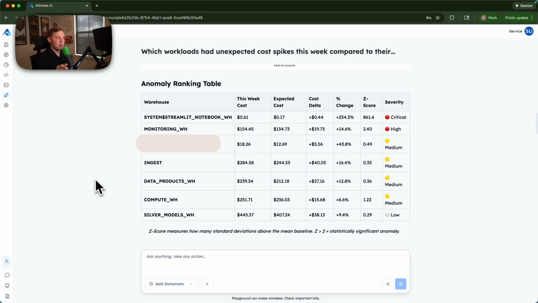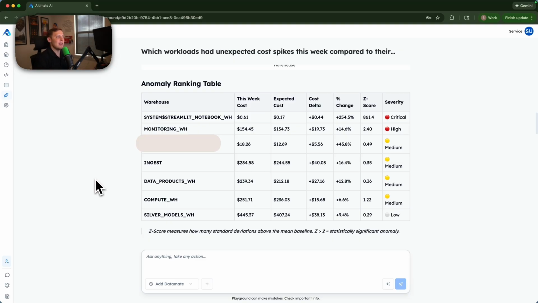And so that Streamlit notebook, you can see that it went from 17 cents to 61 cents. So that's a 254% change. It's massive, but with that actual dollar amount, not that big of a deal, right? So it is a critical thing to start taking a look at, because if we're using Streamlit notebooks a lot more in our workflows, we definitely need to keep an eye on as that grows. But if that's just something that someone was playing around with at the business that week, not that big of a deal to worry about, right?